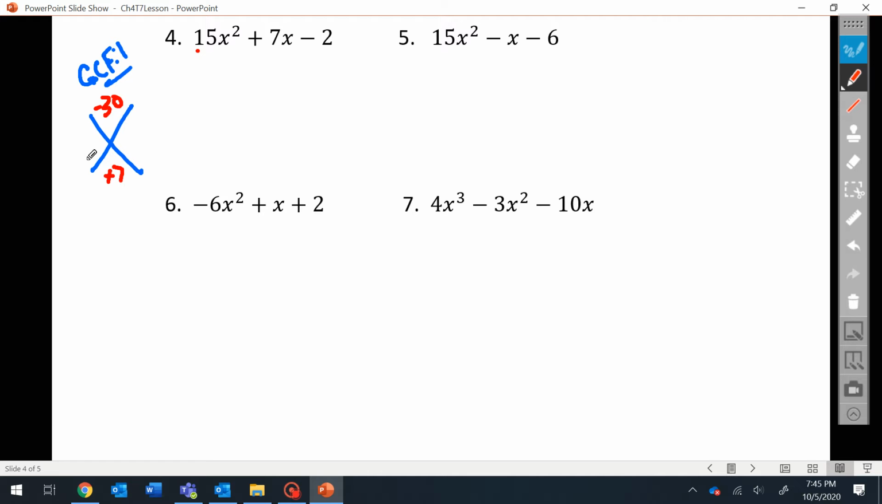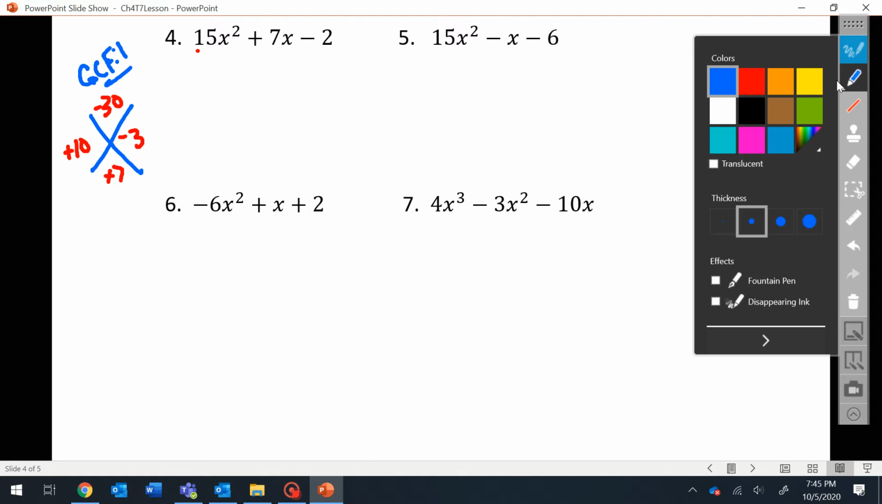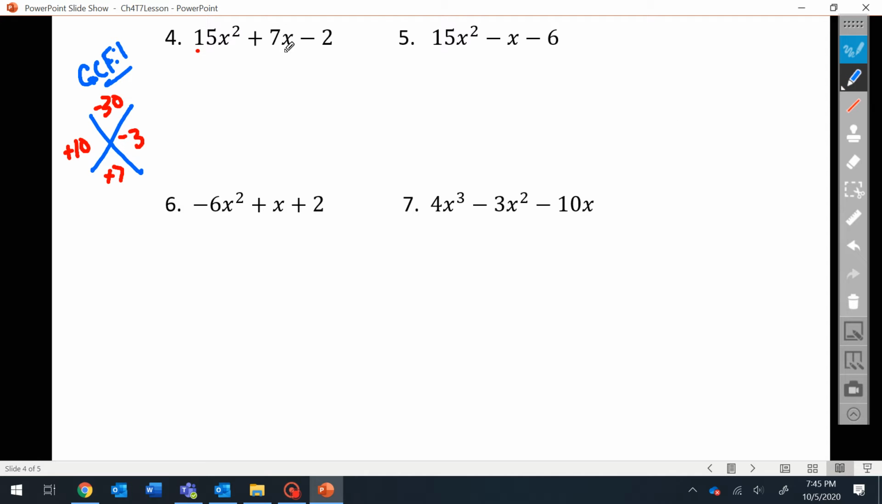Negative 6 and 5, nope, that's not going to work. So positive 10 and negative 3. They multiply to give me negative 30, they add to give me 7. Alright, so I'm going to split up 7x into 10x and negative 3x. It'd be 15x squared plus 10x, and then minus 3x, and then minus 2.